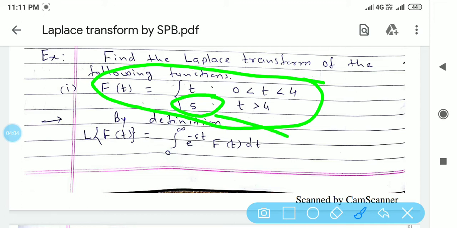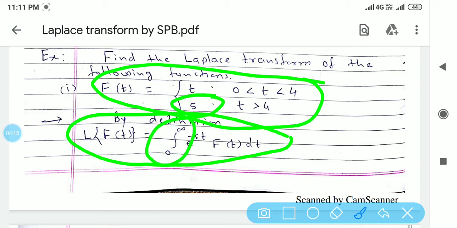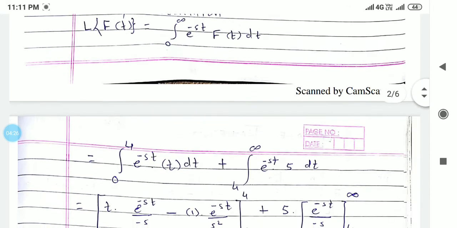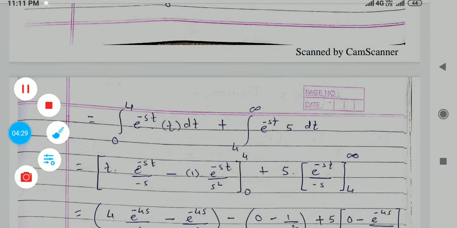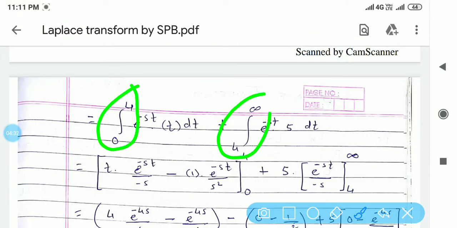So by definition, Laplace of f of t is the integration from 0 to infinity of e raised to minus st f of t dt. Now see the definition. We are taking integration from 0 to infinity, but in this function the interval is divided into two parts, 0 to 4 and greater than 4. So we will split this integration into two parts, 0 to 4 and 4 to infinity. From 0 to 4, e raised to minus st times f of t, which is t. On 0 to 4 the value of the function is t and on 4 to infinity the value of the function is 5.